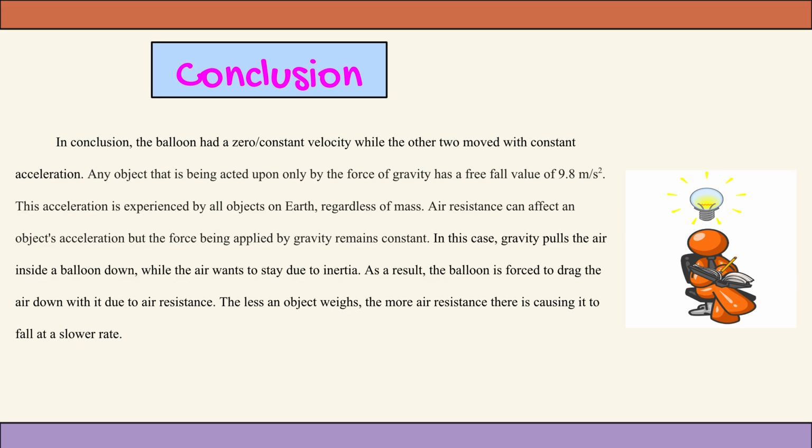In this case, gravity pulls the air inside a balloon down, while the air wants to stay due to inertia. As a result, the balloon is forced to drag the air down with it due to air resistance. The less an object weighs, the more air resistance there is, causing it to fall down at a slower rate.